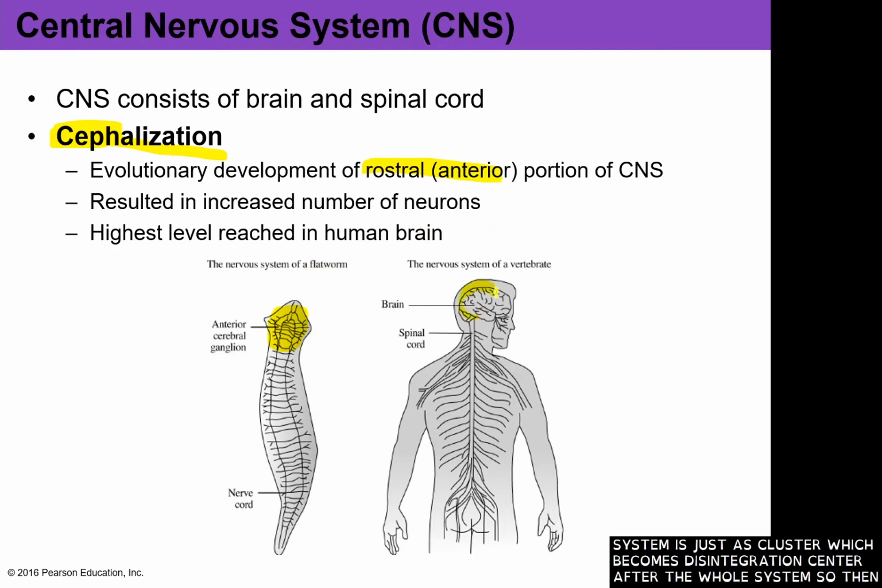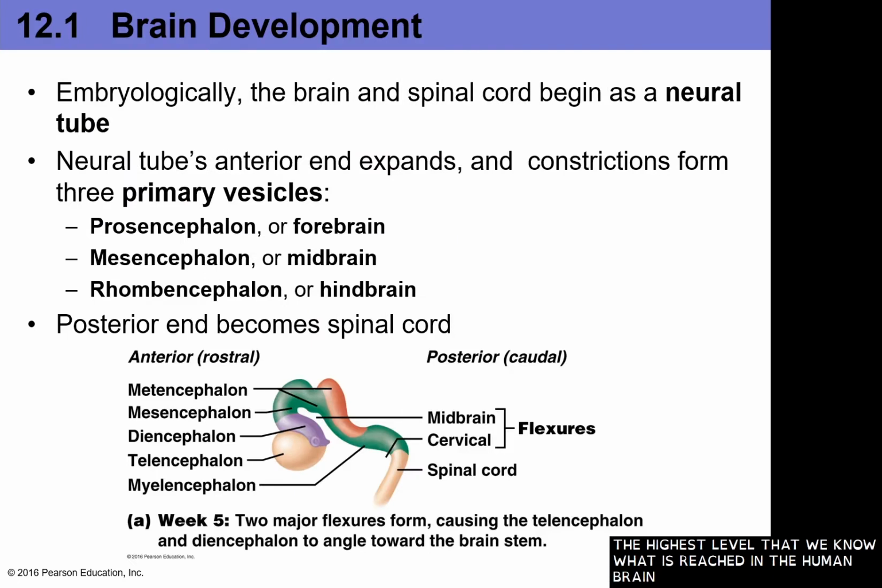Then the development of our central nervous system resulted in an increased number of neurons, and the highest level that we know of is reached in the human brain. Now, how does this all develop from an embryological state? Your brain is very interesting because it's all these folds that fold upon itself. So there's a bunch of surface area and these ridges and grooves in your brain. So how does it get to that final shape?